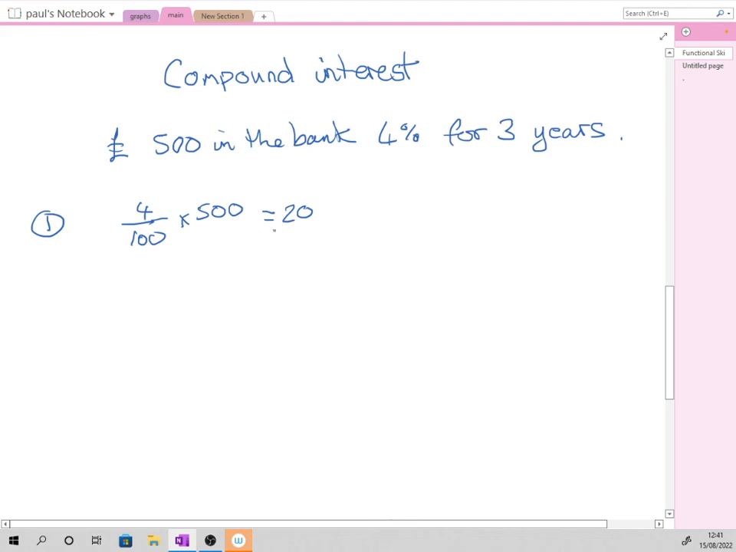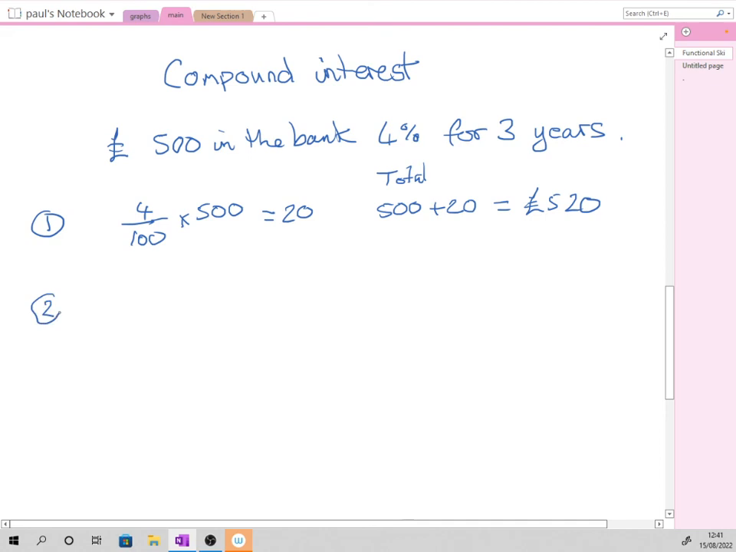Now, we make a calculation of how much we're going to have in the bank plus the interest at the end of this first year. So our total is going to be 500 plus 20, which equals 520. Now that, so far, is the same as the simple interest, if we just did it for 1 year.